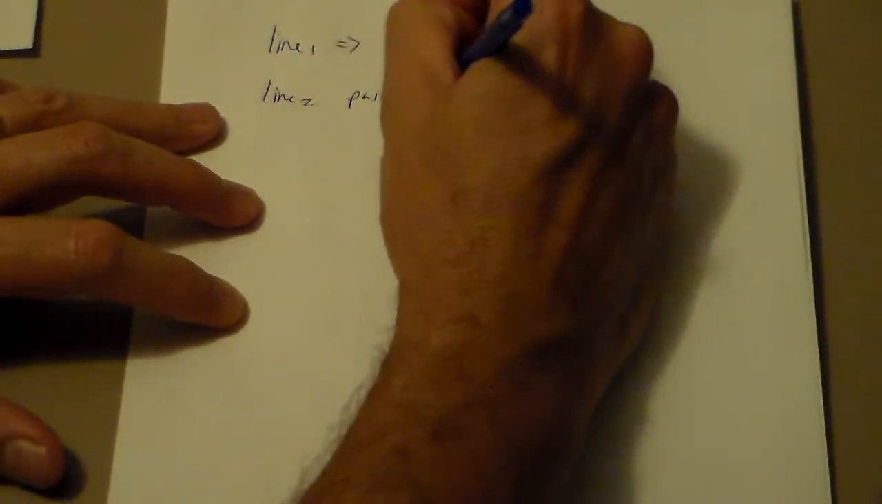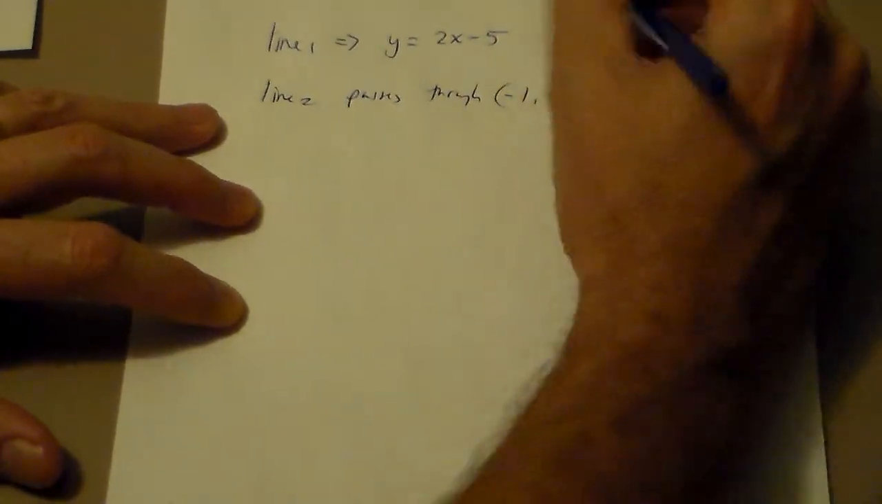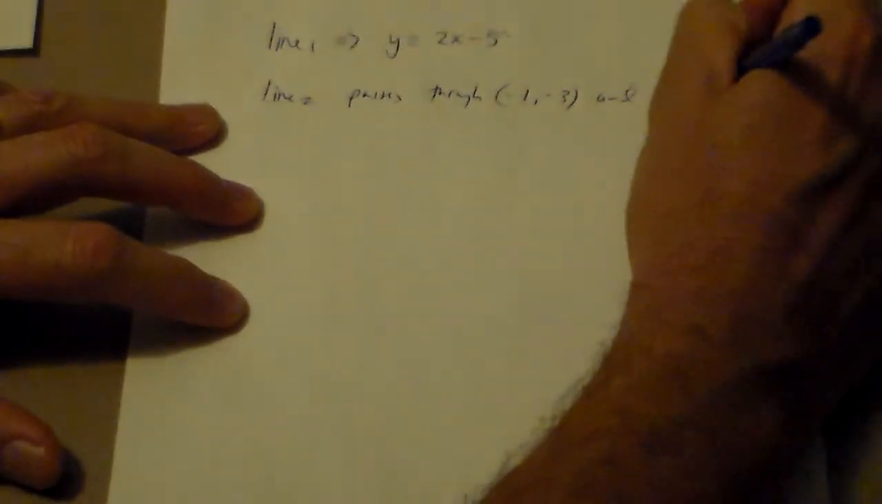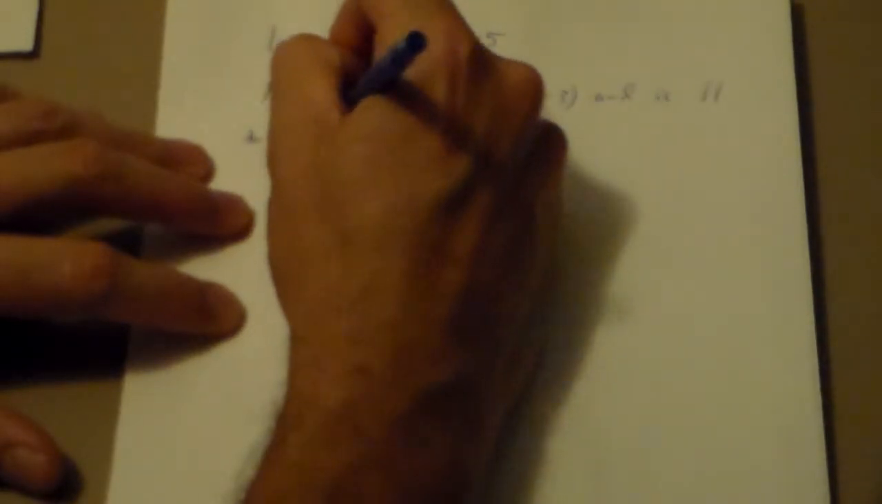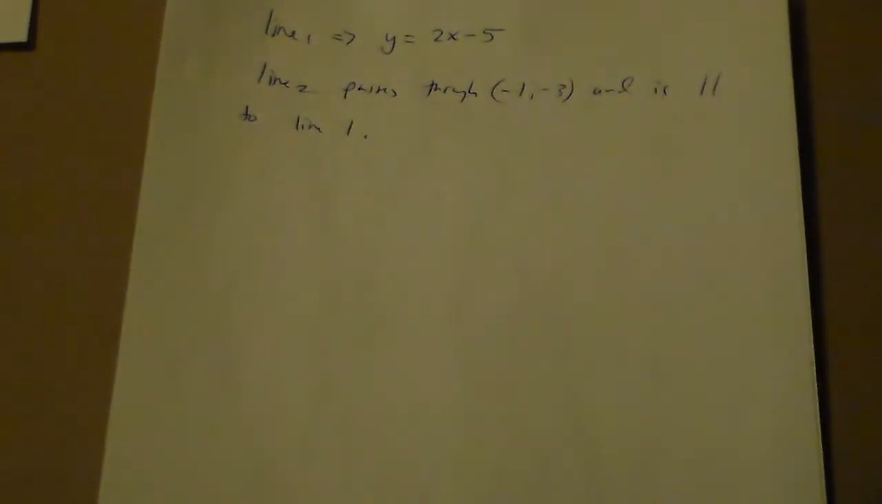So let's say line 1 is y equals 2x minus 5. Line 2 passes through (-1, -3) and is parallel to line 1. I want you guys to find an equation for line 2. Okay? Pause the video and give it a shot.